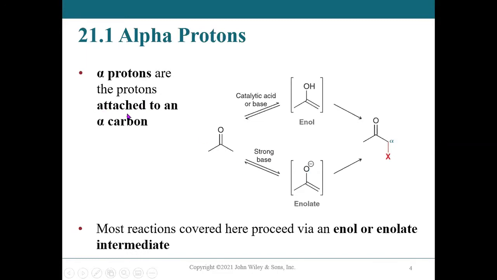Alpha protons are the protons attached to an alpha carbon, and most reactions covered here proceed through enol or enolate intermediates. Here is the enolate and here is the enol. When you have a carbonyl group, a catalytic acid or base can help convert the carbonyl to the enol, or we can use a strong base to deprotonate the molecule to produce the enolate. Once we have the enol or enolate, some chemical reactions can happen, adding some X group on the alpha carbon.